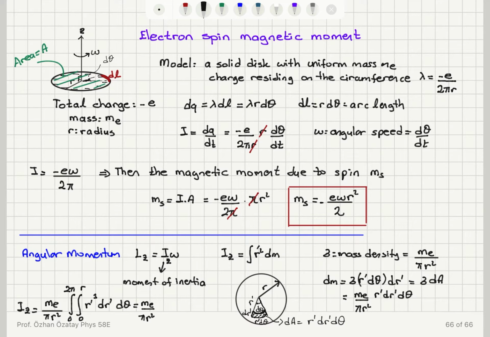The integral of r prime cubed dr prime is r prime to the fourth divided by 4, but between 0 and r this will give me r to the 4 over 4, and the theta integral will give me 2 pi. So I will have a cancellation of pi here, and also the r squared will cancel one power and make it r squared, and then the 2 gives me a 2 in the denominator. So the answer is the mass of the electron r squared divided by 2. So that's the moment of inertia about the z-axis.